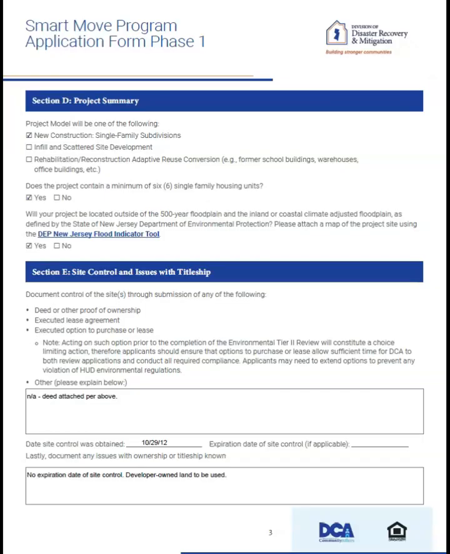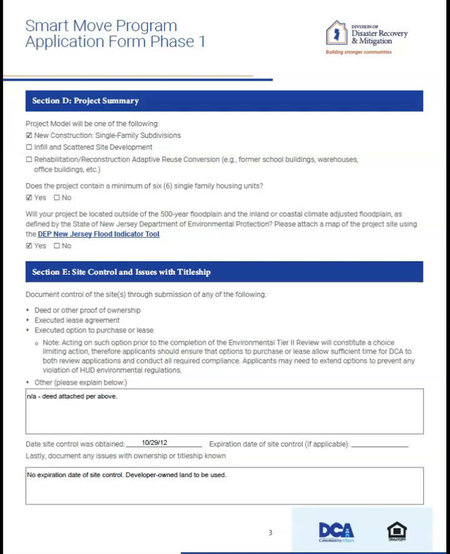Site control and issues with titleship. In Section E, include documentation of site control through any of the documents listed in the application, such as a deed or lease agreement. If you have other documentation that is evidence of site control, please include it.